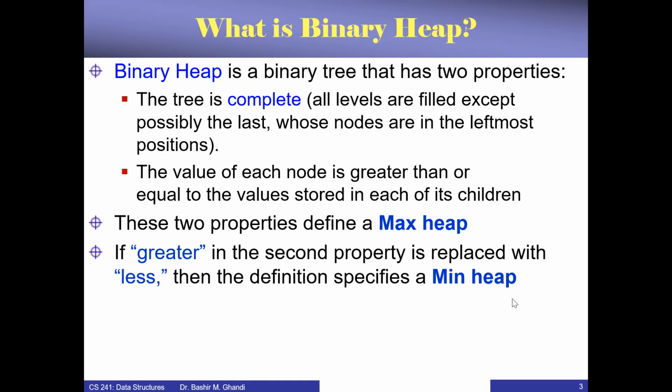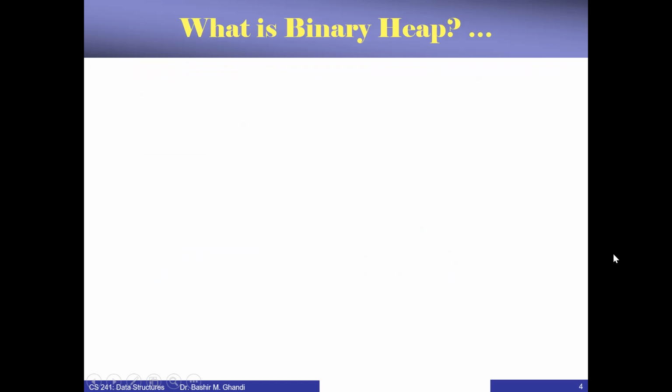So this is how you define a binary heap. It is a complete tree. Both cases, max heap and min heap, must satisfy property number one. It is a complete tree. And then if you are talking about max heap, it should satisfy property 2 with greater than. That is, the node should be greater than or equal to its two children. And if you are talking about min heap, then the node should be less than or equal to its two children.